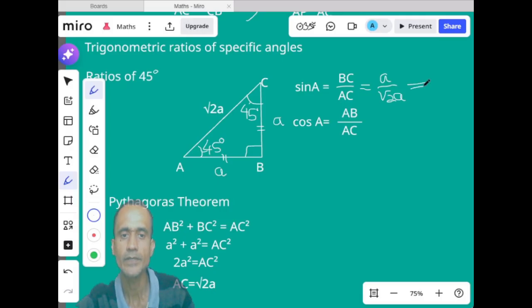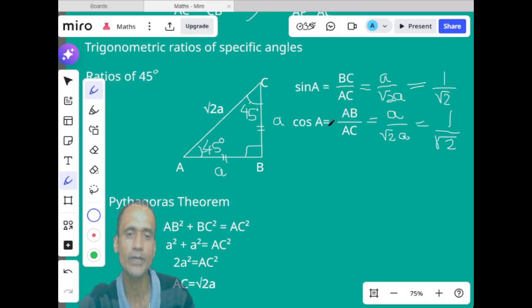So A is a positive value, so it becomes 1 by root 2. Similarly, what will this be? It will also be the same because the value of AB is A and the value of AC is root 2A. It is given in our triangle. So this value of cos A will be the same, 1 by root 2. You can also make out from this triangle that BC and AB are equal. So their sine and cosine value must also be equal. Which is what is here.